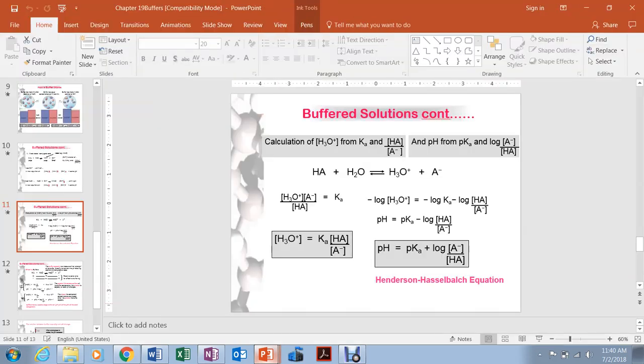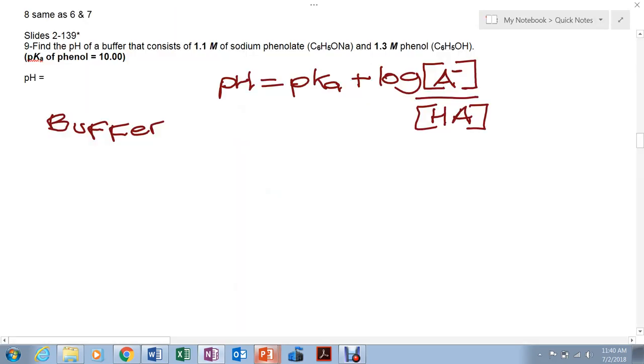Okay, here it is. There's another one too. You can use the concentration of hydronium, the minus log, but it has to be flipped: the acid on top and the base on bottom. Any one is okay. This one I like because it's the Henderson-Hasselbalch equation.